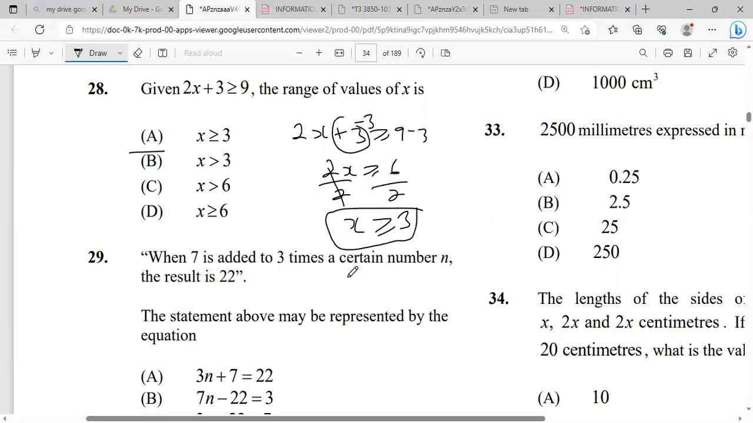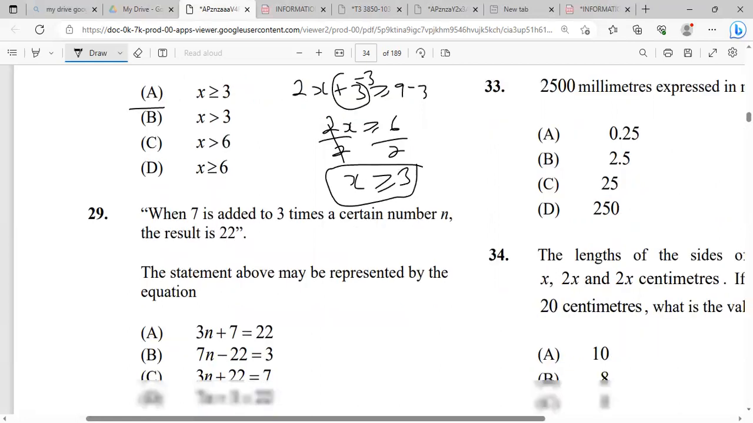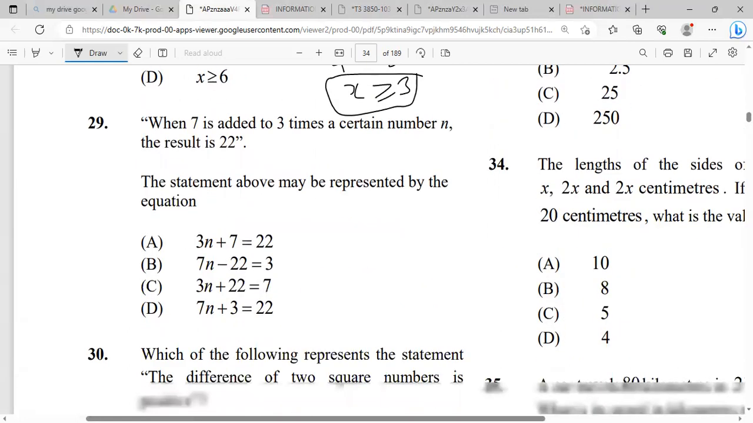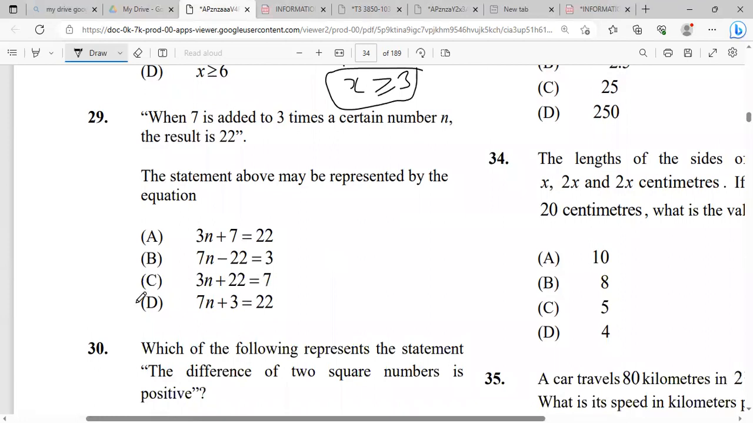When 7 is added to 3 times a certain number, the result is 22. The statement above which represents this is, and that would be, when 7 is added to 3 times a certain number. So that would be A.